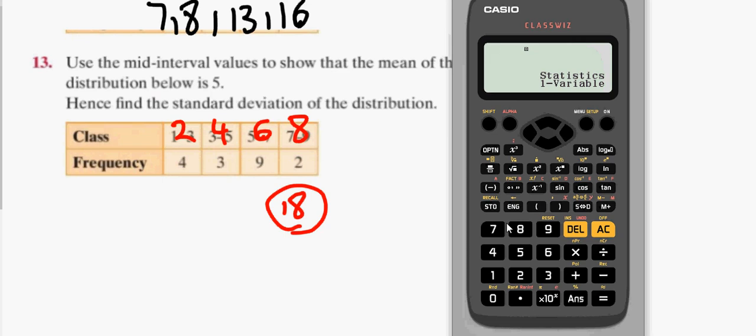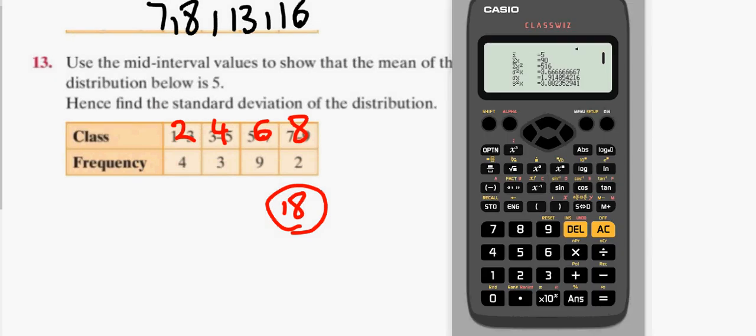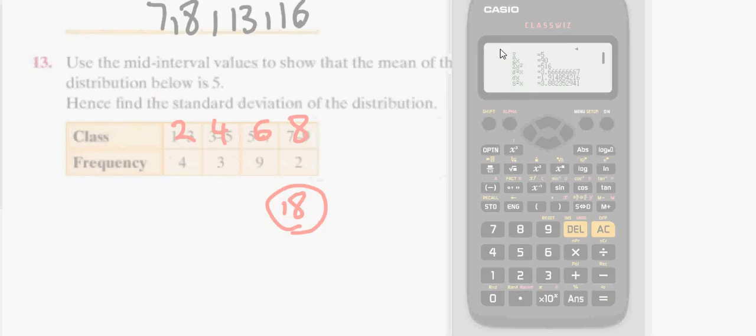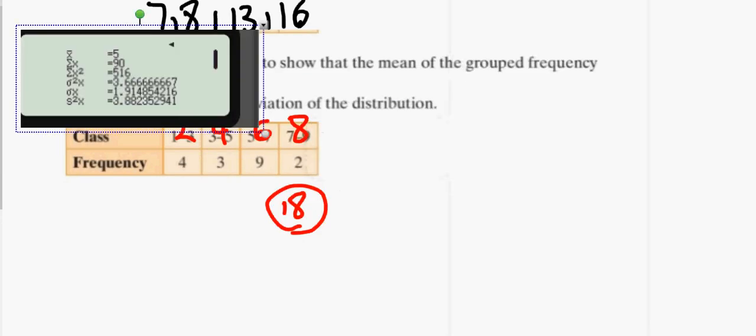Now, we're going to statistic, we're going to go to options, one variable calculation, which is button 2. And there's all your data. Lovely. There's all your data. Lads, how many has got an average of 5?